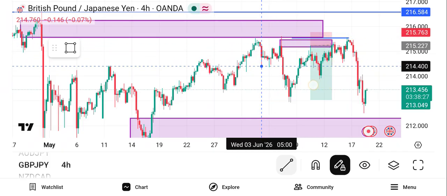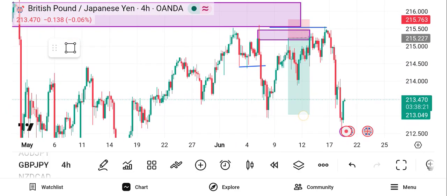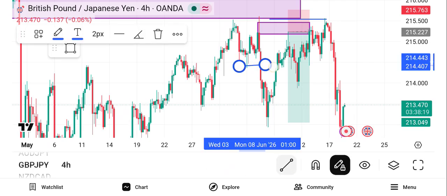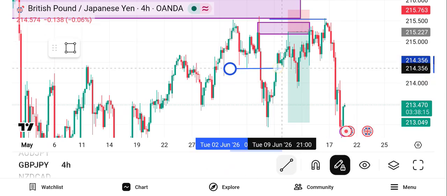So when the market falls below this, I mark this zone and say, okay, a market structure shift has occurred. So this is where the market structure shift occurs. So you mark the zone very well, mark the last candle.